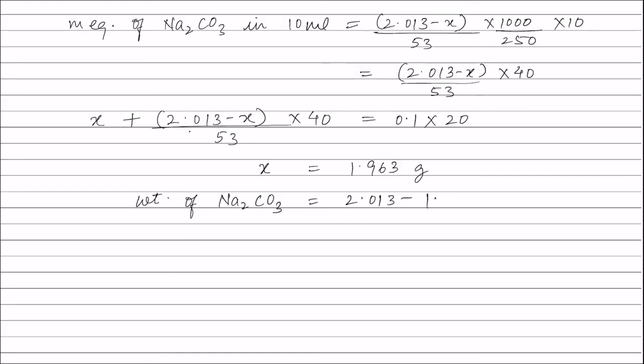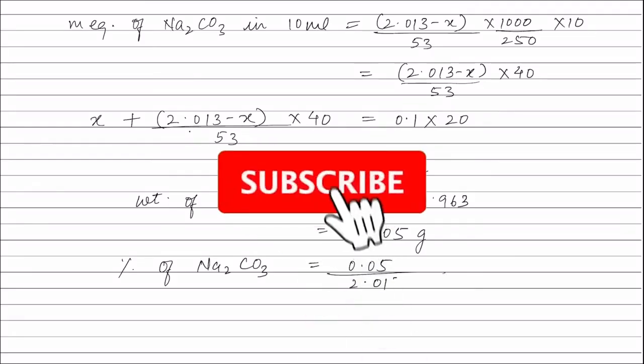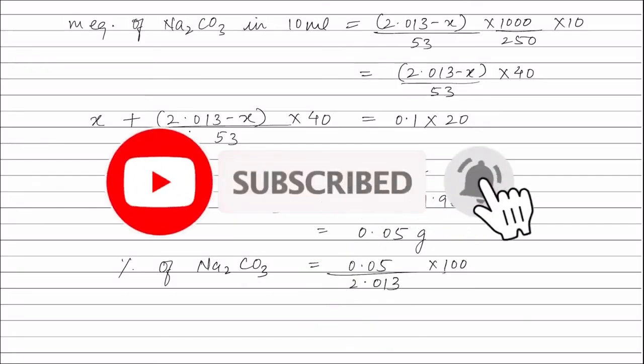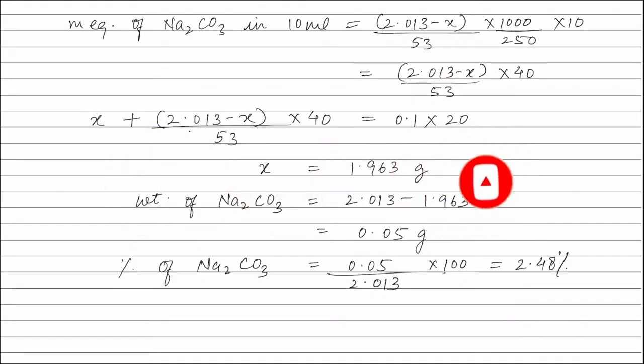The weight of sodium carbonate will be equal to 2.013 minus 1.963, which is equal to 0.05 grams. Therefore, percentage of sodium carbonate will be equal to 0.05 divided by 2.013 into 100, and this is equal to 2.48%.